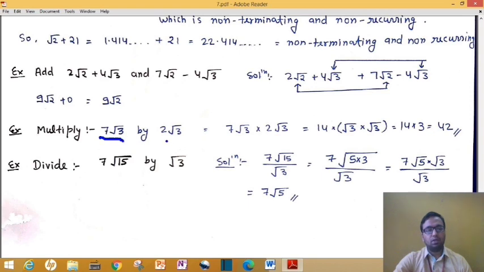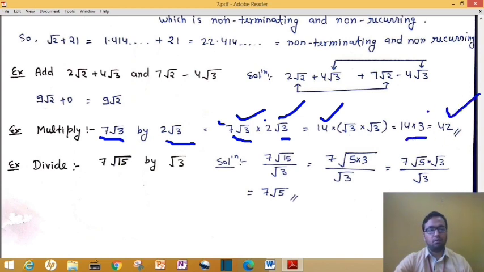Here we have one more question: multiply 7 root 3 by 2 root 3. How to perform multiplication on irrational numbers? Your square root parts are multiplied together and the integers are multiplied together. 7 times 2 is 14, and root 3 times root 3 will become 3. So your answer is 42.